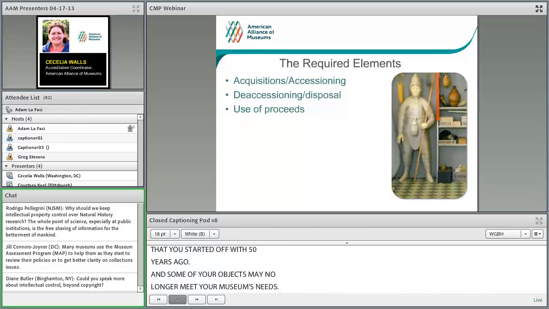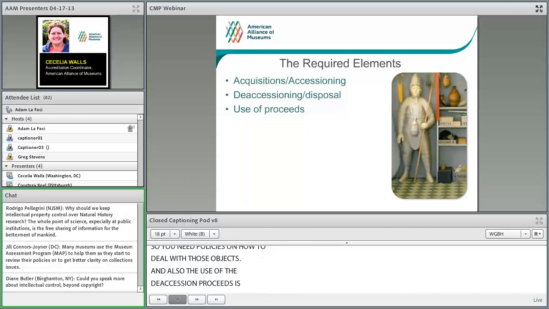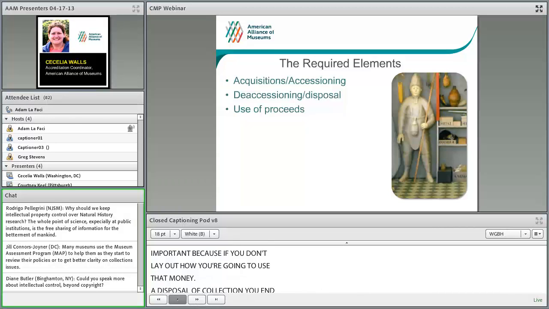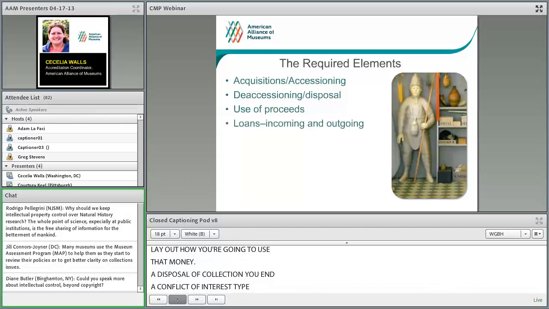And also the use of the deaccession proceeds is important, because if you don't lay out how you're going to use that money, if you receive any from deaccessioning and disposal of collections, you may end up with a conflict of interest type situation, or even a legal situation that could present itself.